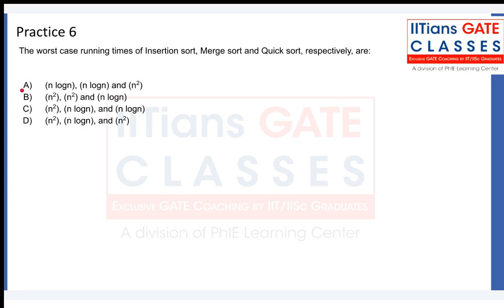The worst case runtimes of insertion sort, merge sort, and quick sort are: Option D. N square is the worst case for insertion. What is the best case of insertion sort? N. What is the best case of merge sort? N log n. What is the best case of quick sort? N log n.